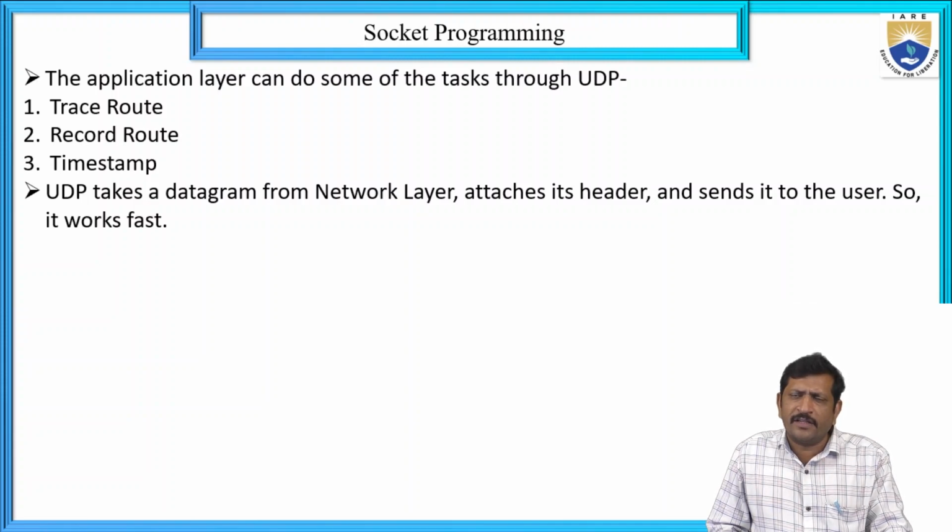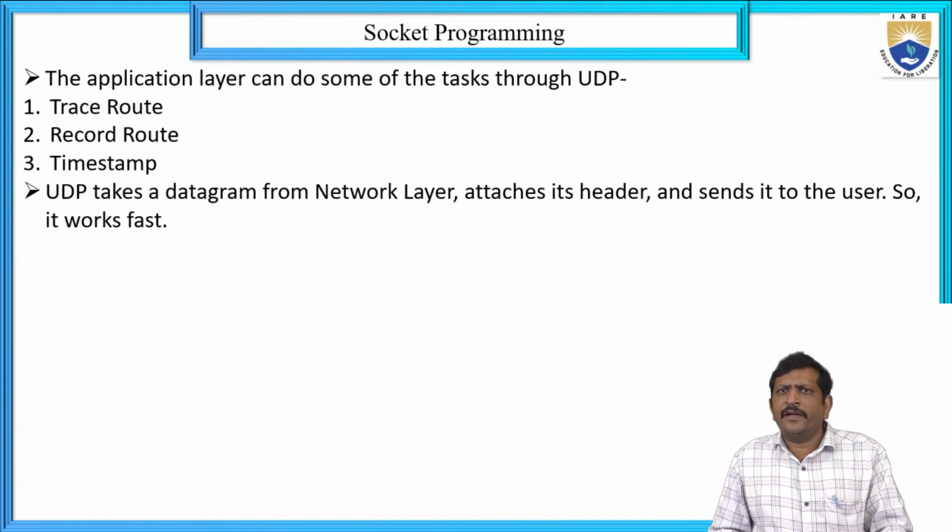Record route: a number of routes are available from one source to a destination, and this records the best route, the route that takes less time, space and complexity. That route can be considered generally. Timestamp: routes with a very low timestamp can be selected for data transmission of the packets.